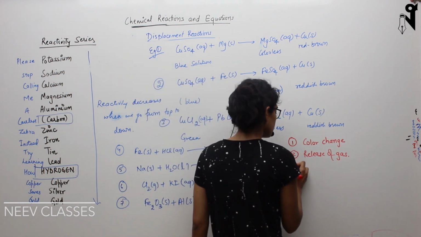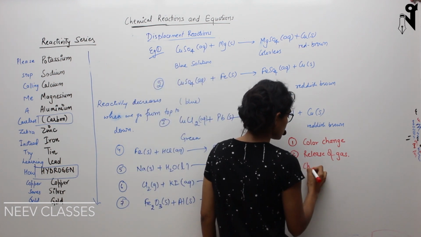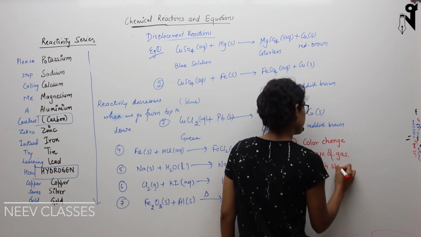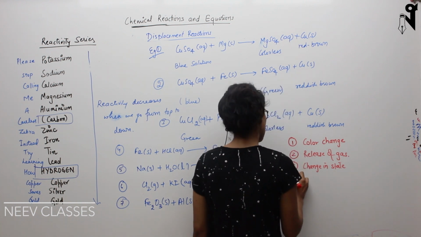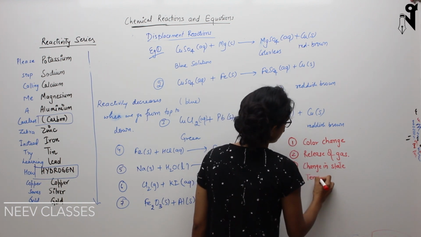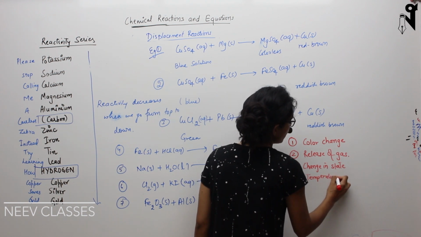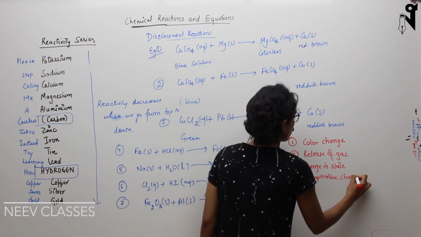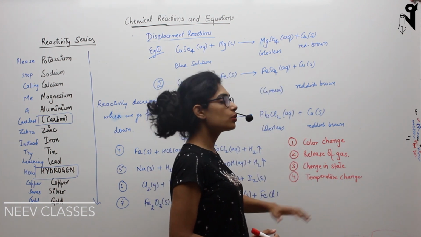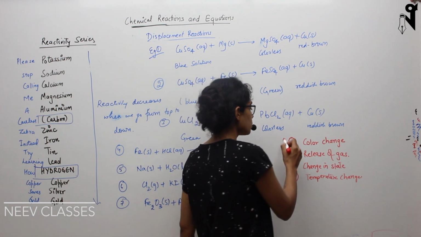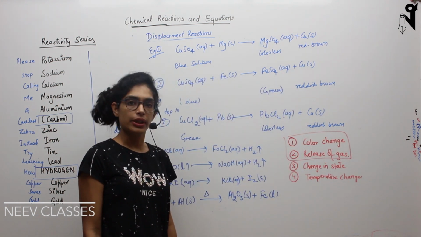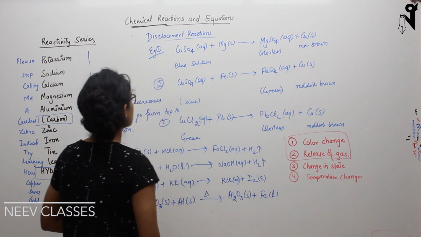Apart from that, change in state also happens in a few reactions, as well as temperature change. So basically, all the different types of changes which we have studied can be seen in these reactions. But these two are the most common ones: color change and the release of gas. Okay. So now let's take the first example.